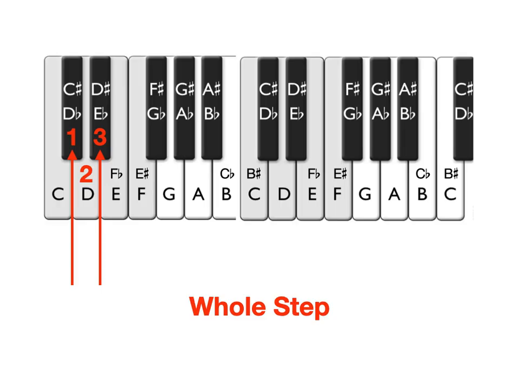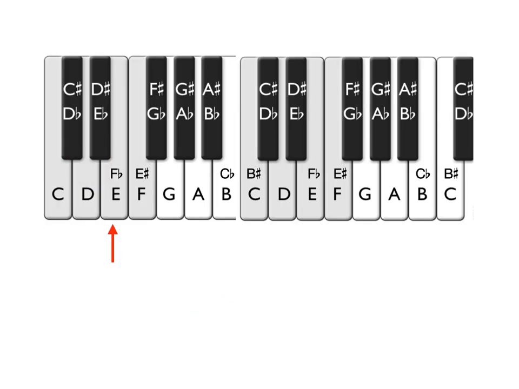Let's look at this E. Now E going to F. That's a half step because there's only 2 keys. So we have 1, 2 keys. So the distance between 1 and 2 is just a half step.